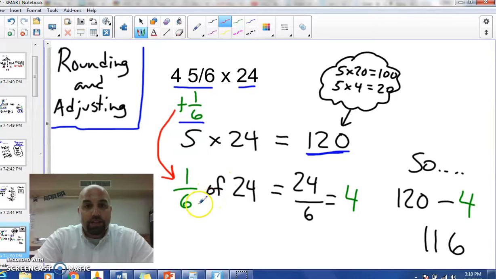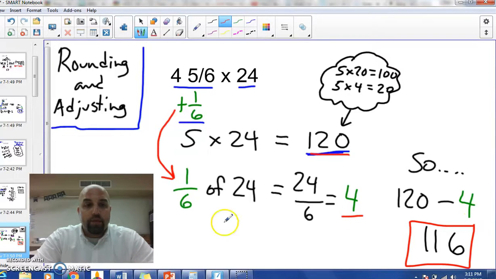I can't just adjust by subtracting 1/6 because it's 1/6 of 24. Now one way to think of 1/6 of 24 is to take 24 and divide it by 6. Hey, I'm in luck. That's actually easy to do. I know 6 times 4 is 24, so 24 divided by 6 is 4. So that's the adjustment that I need to make. 1/6 of 24 is 4. I had 120 when I multiplied 5 times 24. So I take my 120, I subtract 4, and I get my answer, which is 116.